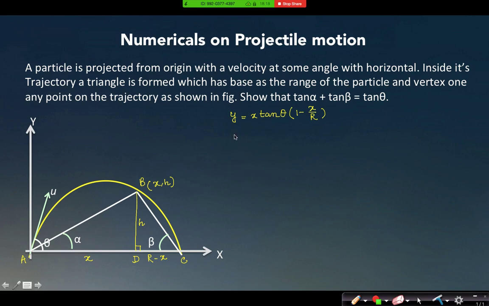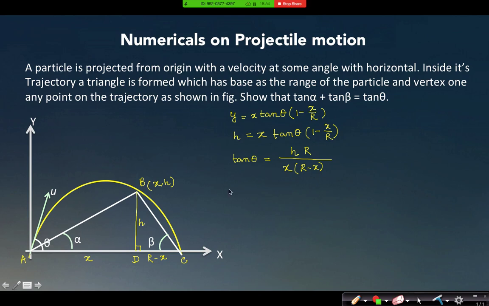Now for this equation, you can see that y is h, x is there only, and tan theta into 1 minus x by r. So that is the first equation I will get. From there, can I say what tan theta is? Tan theta equals h divided by x into 1 minus x by r, so it is r minus x by r, right? So this is tan theta.